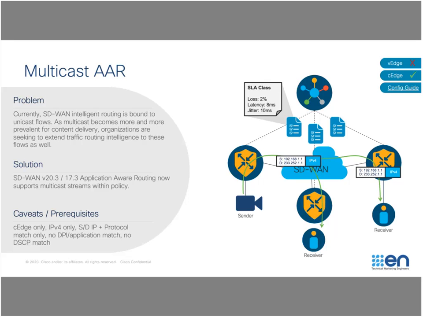So biggest use cases I can think of for this would be things like IPTV, or even in the context of unified communications, something like multicast music on hold, right? Now your application or routing policy can intelligently route that multicast music on hold or IPTV across the SD-WAN fabric. Keep in mind, however, multicast application or routing is only available on C-Edge. So while we do support multicast, just basic multicast on both platforms, multicast AAR is going to be a C-Edge only feature.